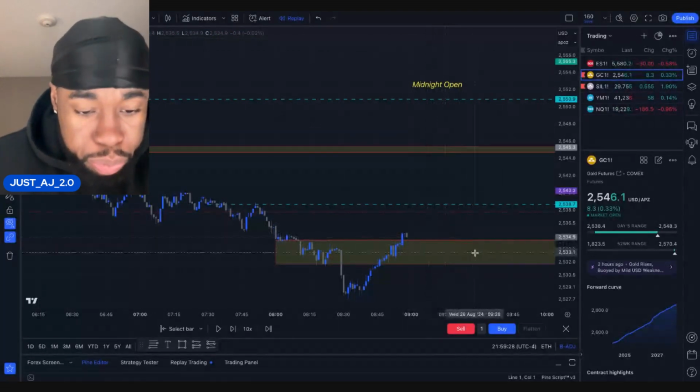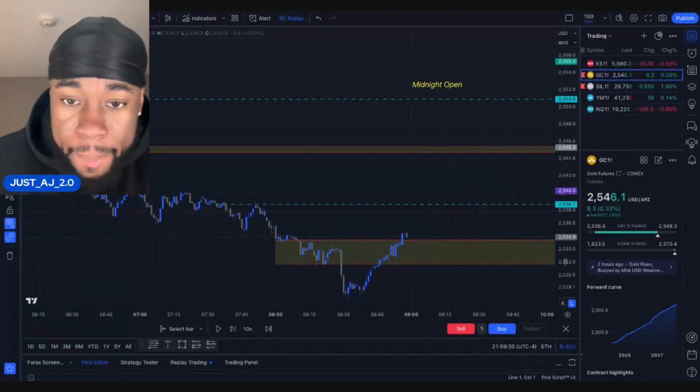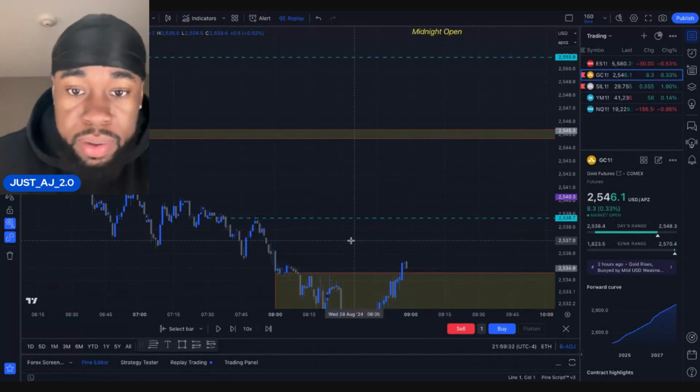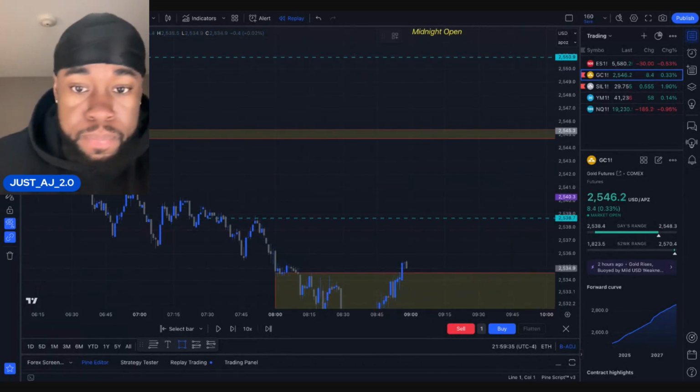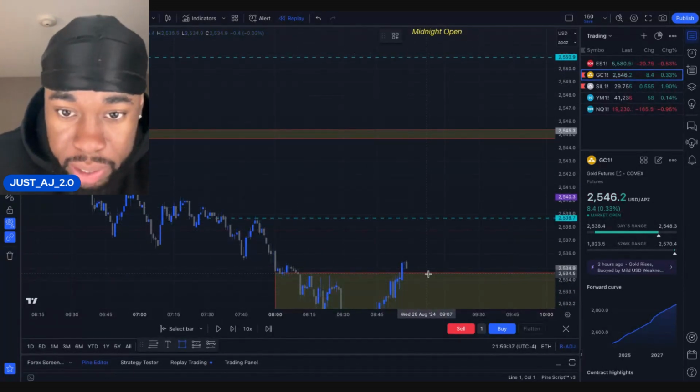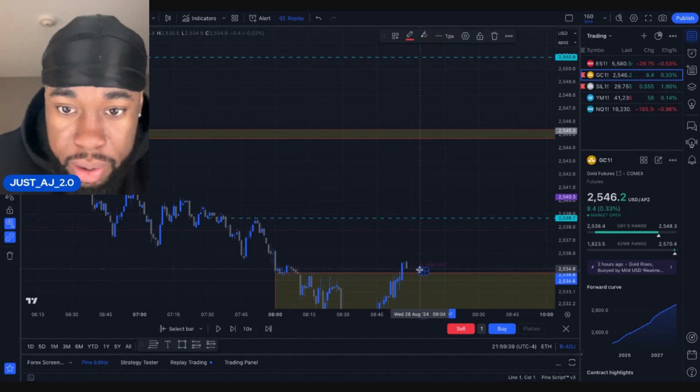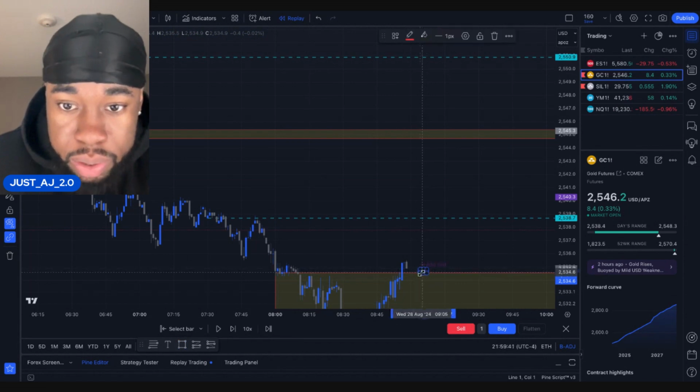So I'm looking here, and we do have a 1 minute fair value gap. We're going to see how price reacts to it. Can you guys see that right here? Let's see here.